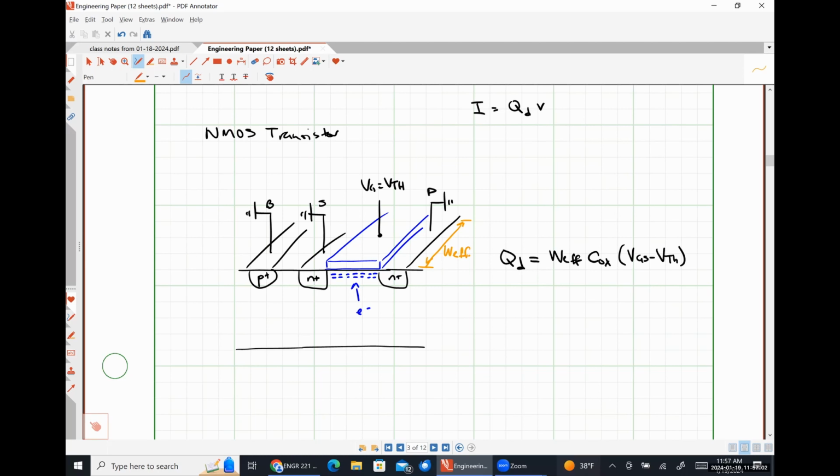So our width is our dimension effectively into the page, orthogonal to the direction of our channel. So if we were to increase our drain voltage, what do you think would happen? So if we apply some positive voltage to our drain, now let's think about things, okay?